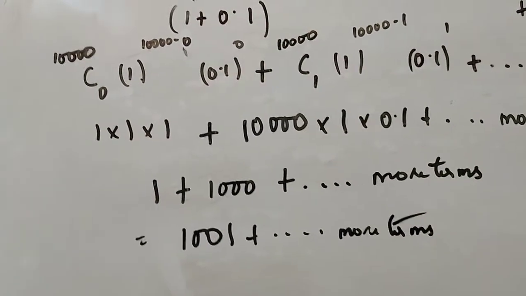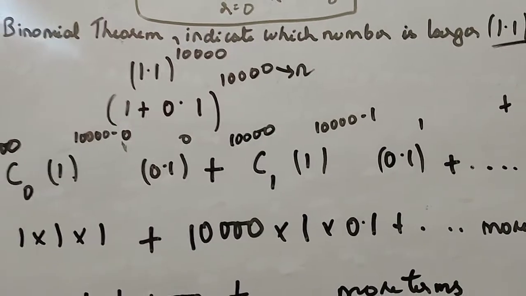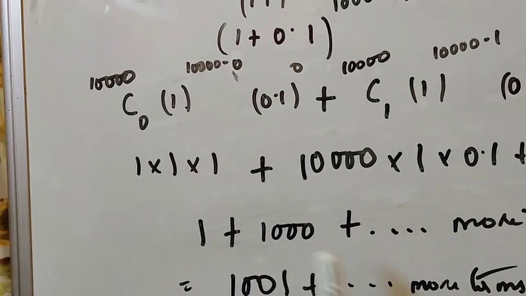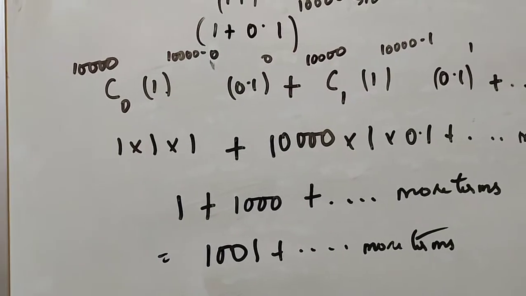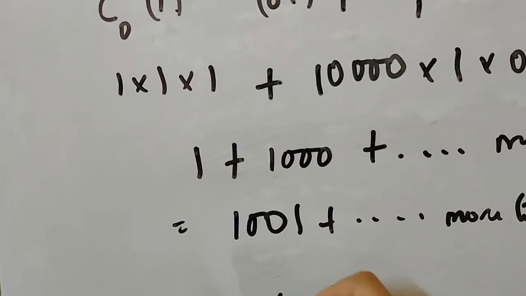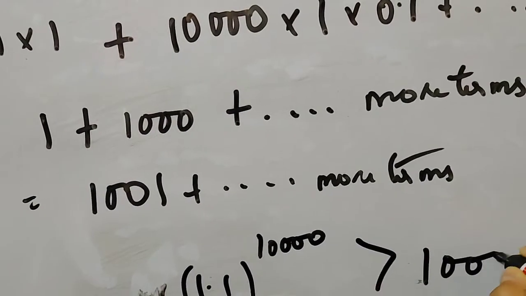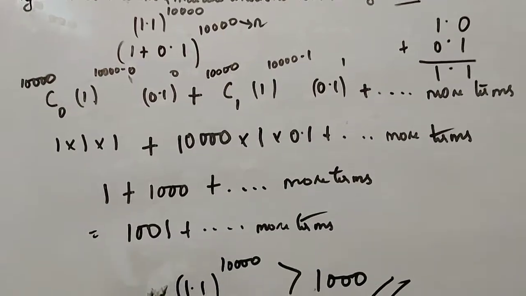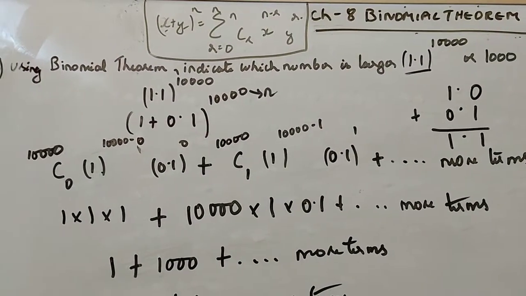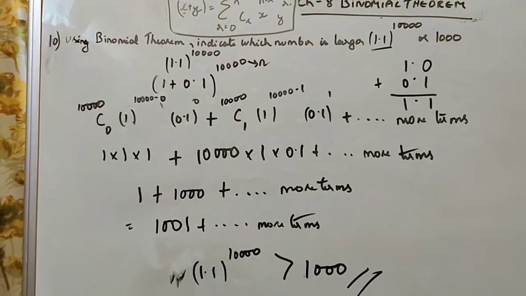From the first two terms only, you can know that it is greater than 1,000. You do not need to calculate the third term or the fourth term. Here you have calculated just two terms, and from two terms only, when you do the addition, it is already exceeding 1,000. It is already 1,000 plus some more terms will also be coming up. So it is greater than 1,000. That means 1.1 to the power 10,000 is greater than 1,000. Now similar type of question you will get in your example number 3. Try to solve all the examples of this exercise 8.1. So I hope this is clear to you.